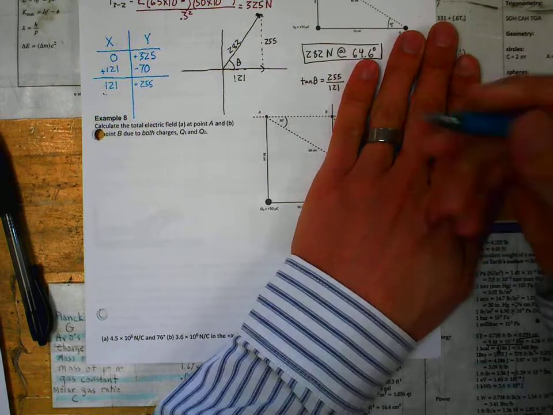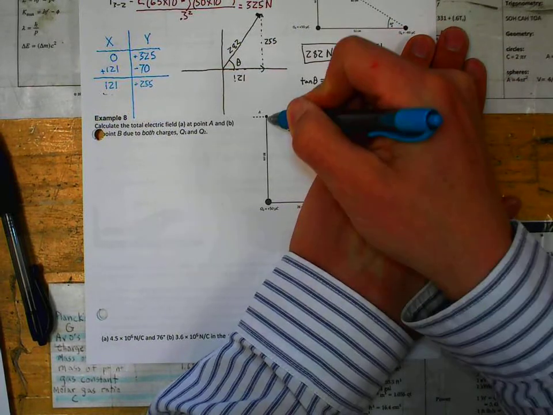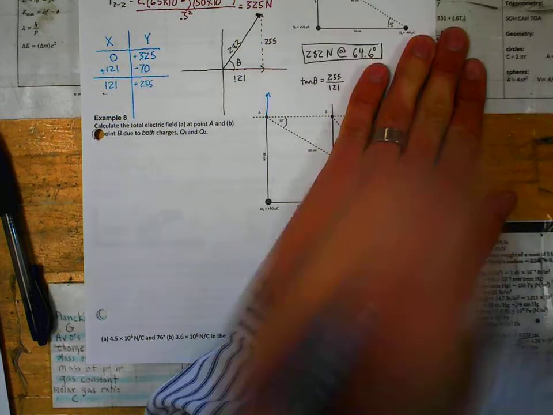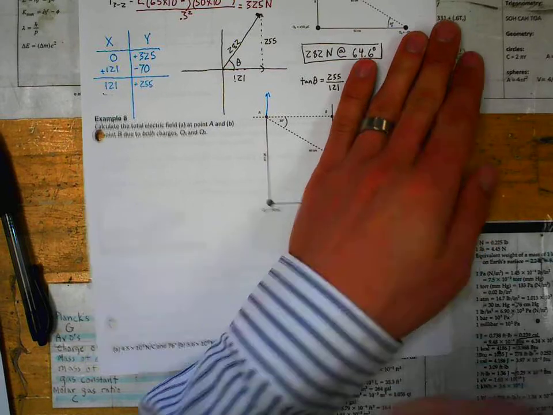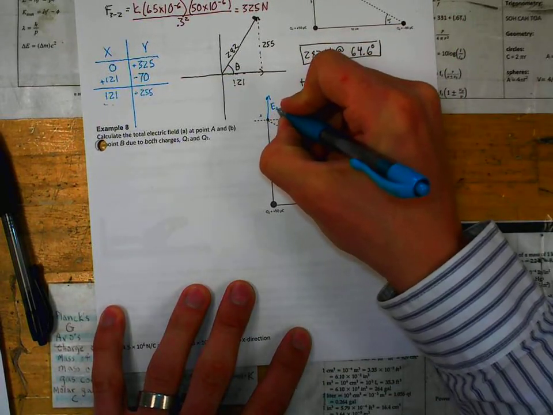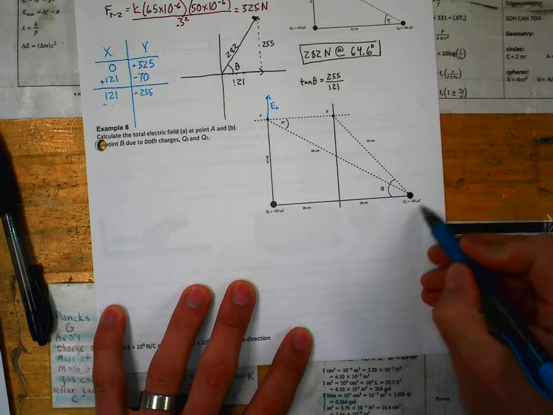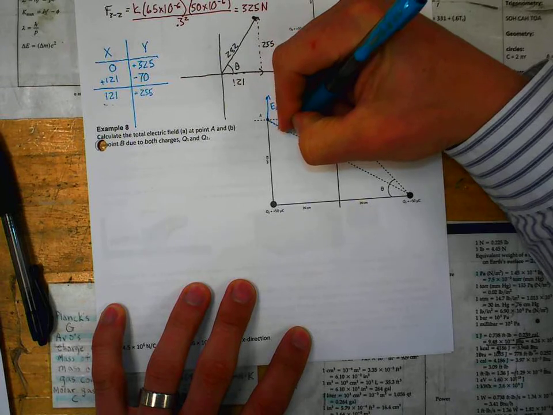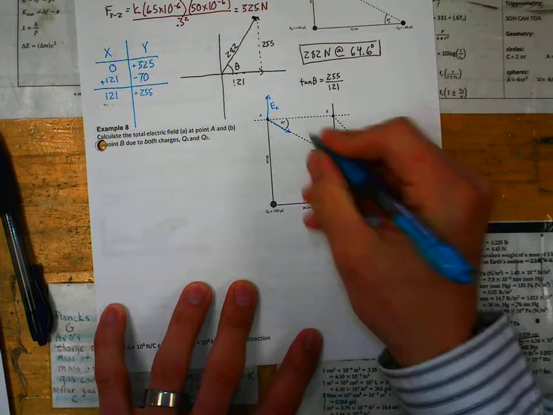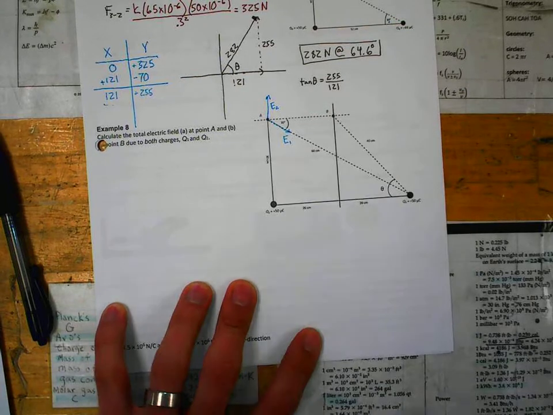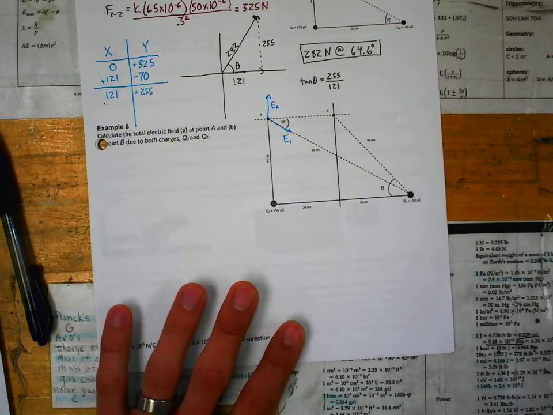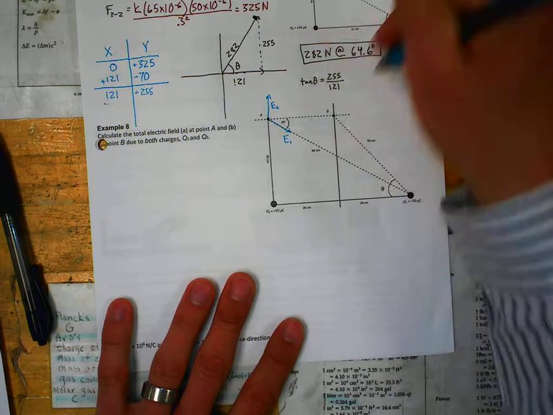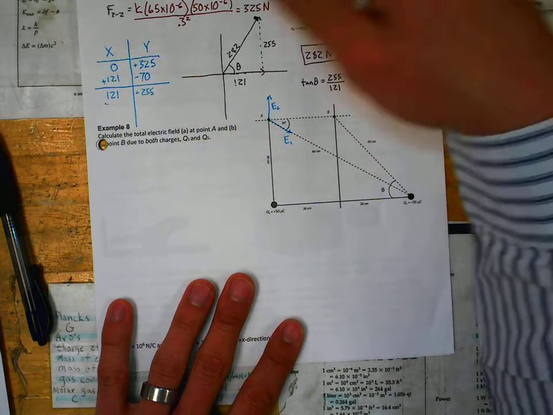Okay, so at point A, let's look at this. This is going to create a field. I'm going to draw that, and I'm going to label that E2. Now this one here, it's a negative charge, so the E field due to that is going to be like that. I'm going to call that one E1. And you're simply going to find the values of the E field, and you're going to do vector addition just like this.